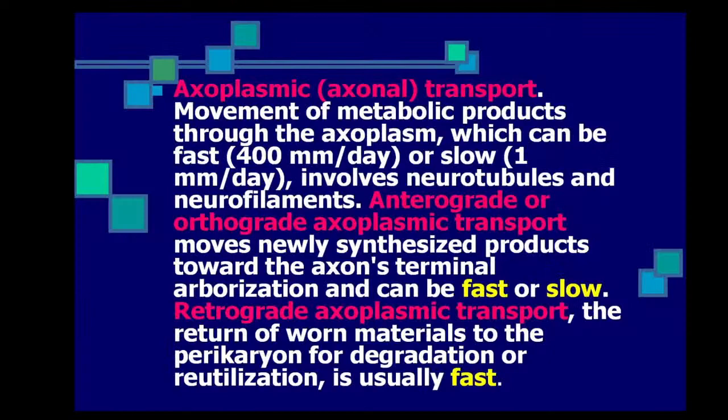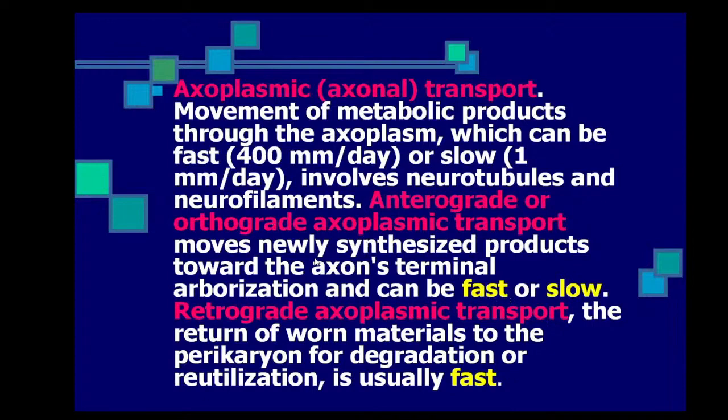So next, talking about axonal transport, another name is axoplasmic transport. The movement of metabolic products through the axoplasm can be fast, 400 millimeters per day, or slow, 1 millimeter per day, and involves neurotubules and neurofilaments. We identify anterograde or orthograde axoplasmic transport, which moves newly synthesized products toward the axon's terminals, arborization, and can be fast or slow.